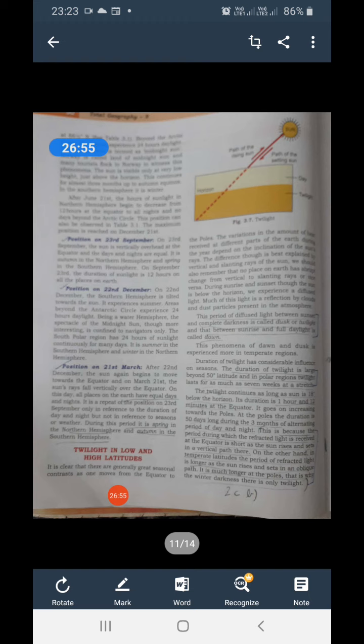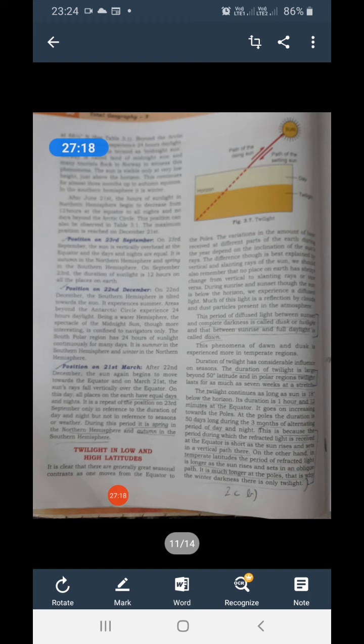Then they have given you the position on 23rd September. Now, for the position on 23rd September, you have to just remember that the sun is vertically overhead at the equator, and it is the autumn equinox.